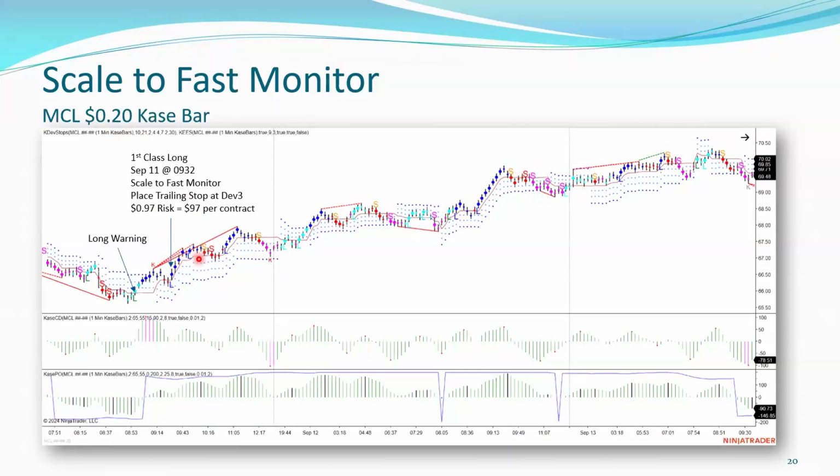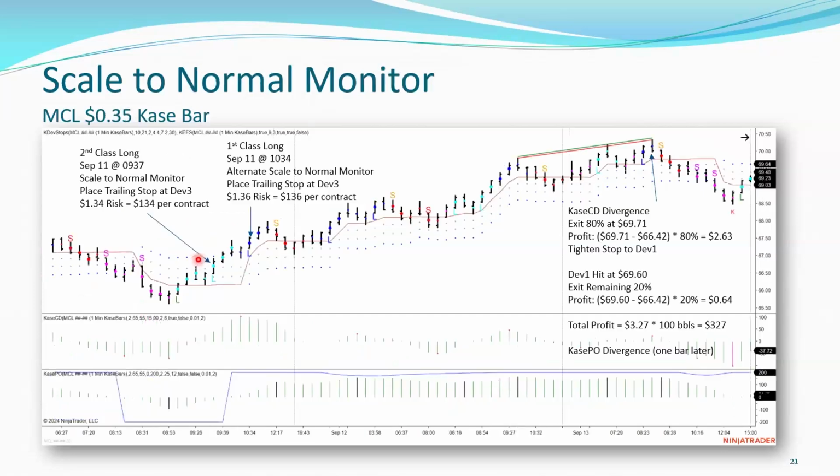However, at the same time, I'm watching my normal monitor. And when I get that buy signal, now in this case, it's a second class buy signal at 9:37. So 5 minutes later, I get a buy signal on the 35 cent or my normal monitor. I now know that I can scale my risk or scale my trade to the normal monitor, place my stop at dev 3. Now, right now, the dev stops aren't flipped in the right direction, but there's a way that we can manually flip those.